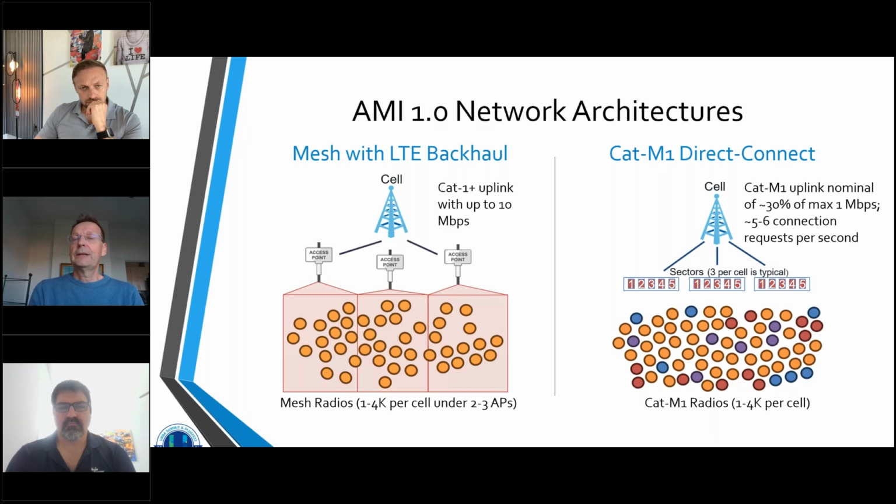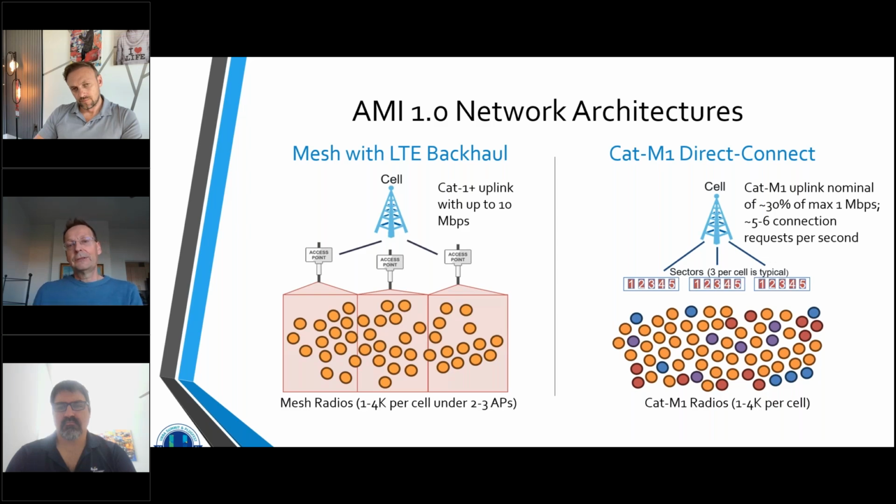Often that LTE backhaul was a Cat1 or higher rate of LTE, and often set up so that there were alternative ways through access points up through the network, so you could have a secondary path prepared to go to. And the cells were pretty large, like I wrote here, 1 to 4,000 per cell of mesh radius.